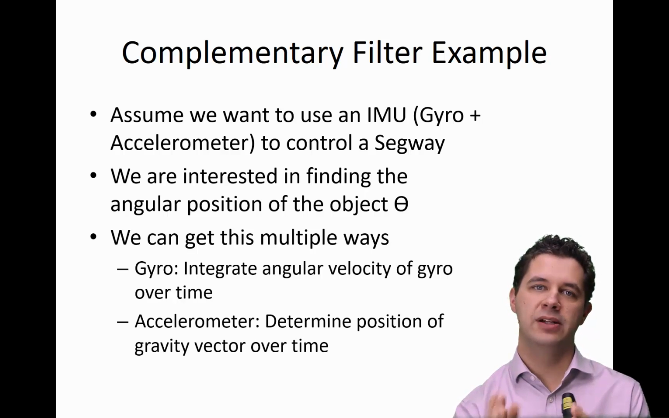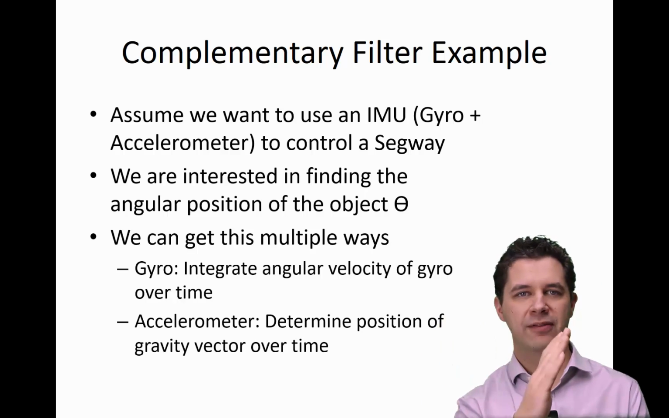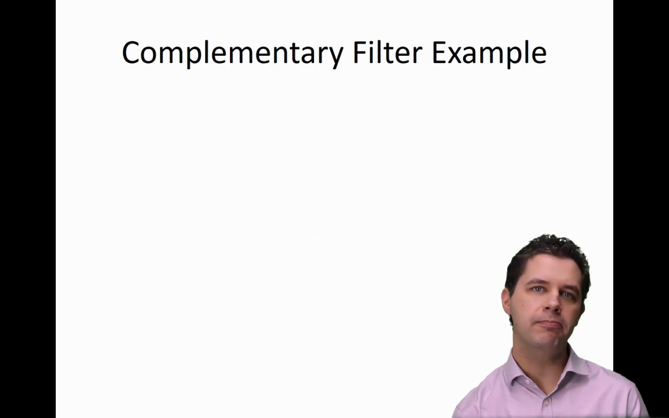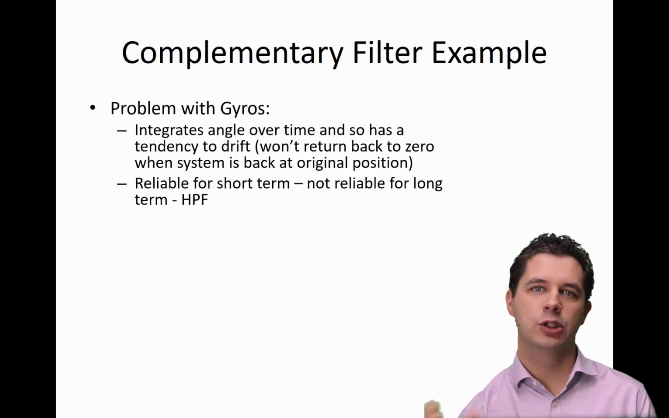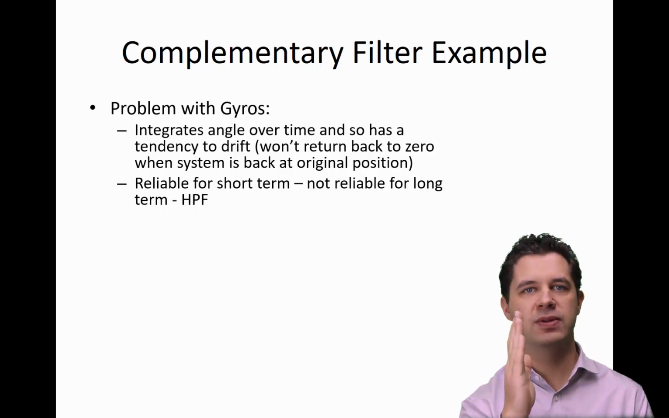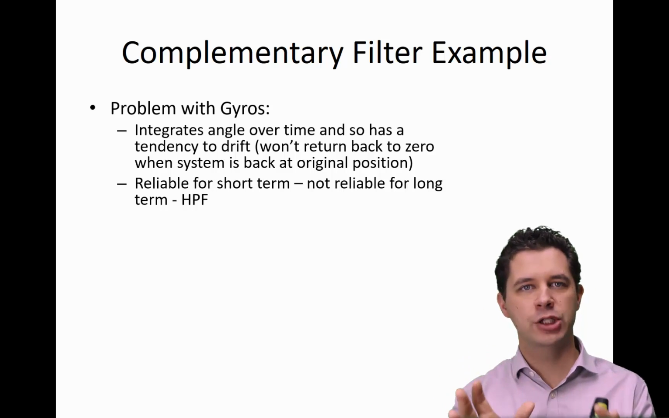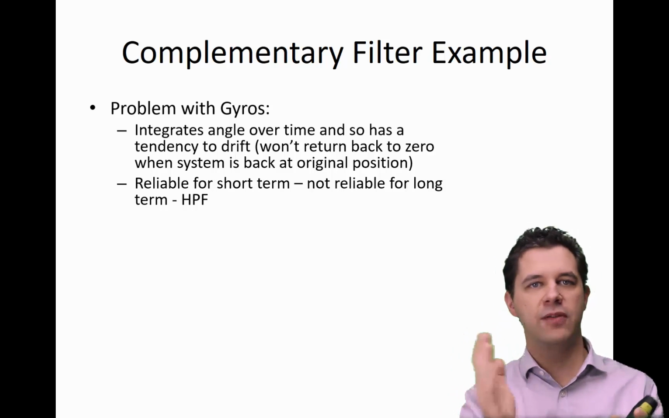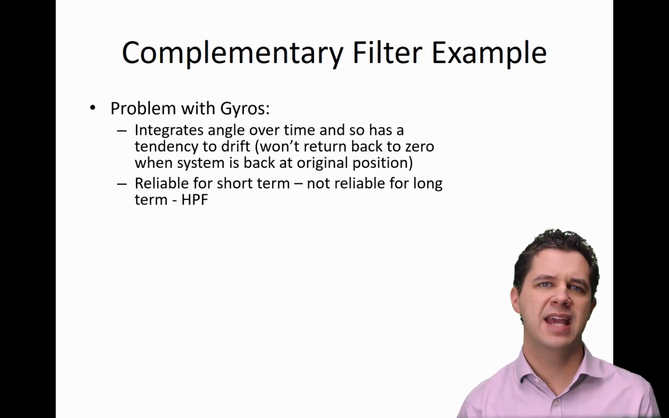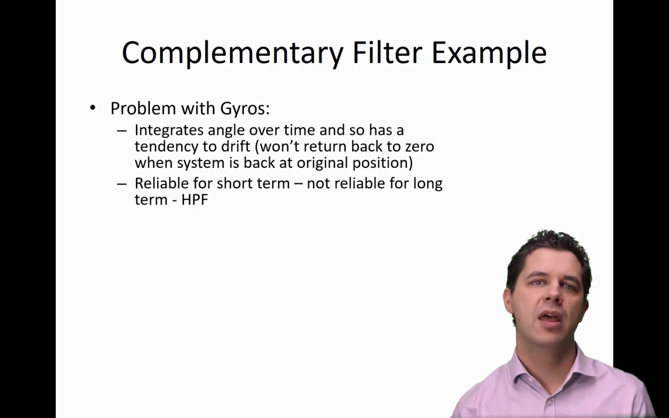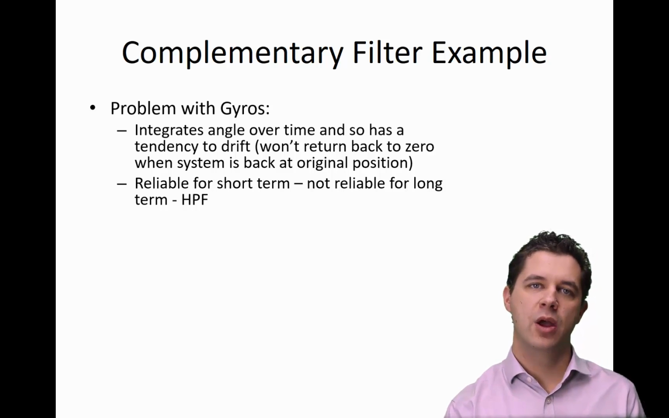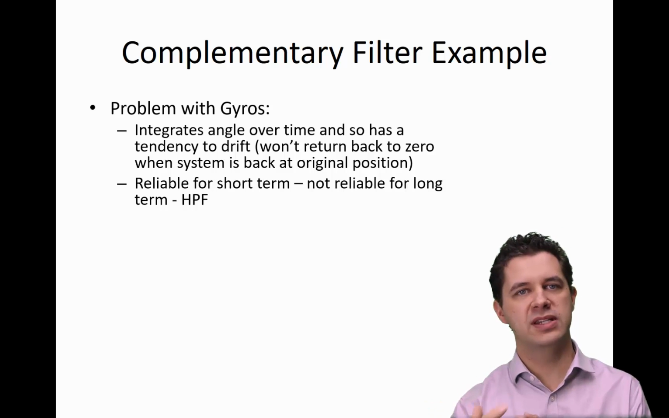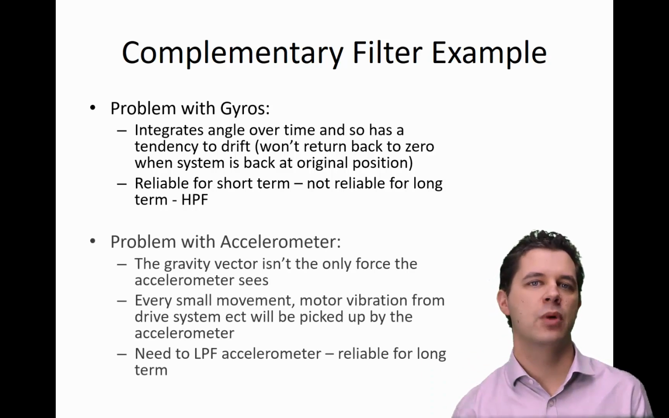We can also use our accelerometer to determine the position of gravity and work out this gravity vector over time. The thing is, our gyroscope, as it integrates over time, has a tendency to drift. So it won't return back to its zero position. And if we put it on the bench and don't touch it, it will drift fairly slowly over a period of typically tens of seconds to minutes. So it's reliable for the short term though, but not reliable for the long term. So we can apply a high pass filter here, where we want the high frequency signal, but the low frequency signal where we have this long-term drift we want to minimize.